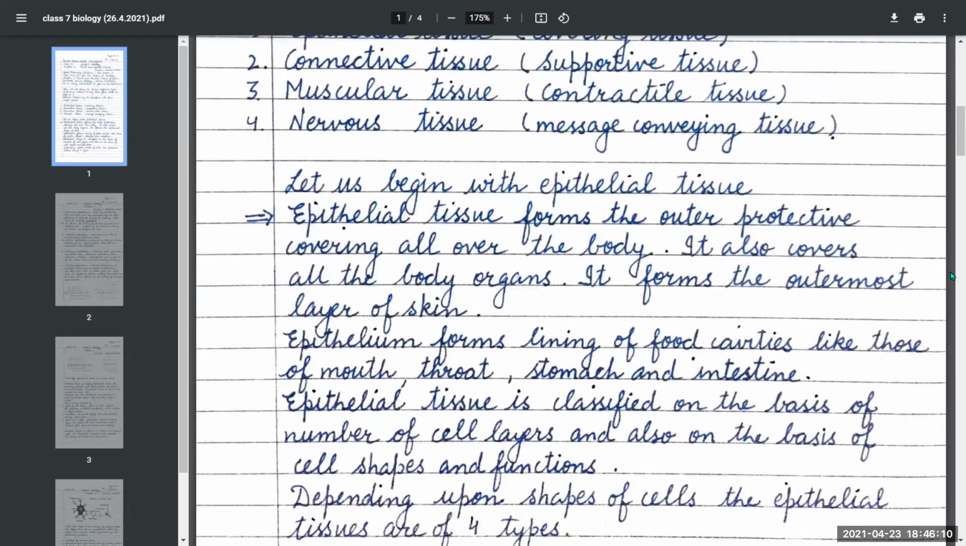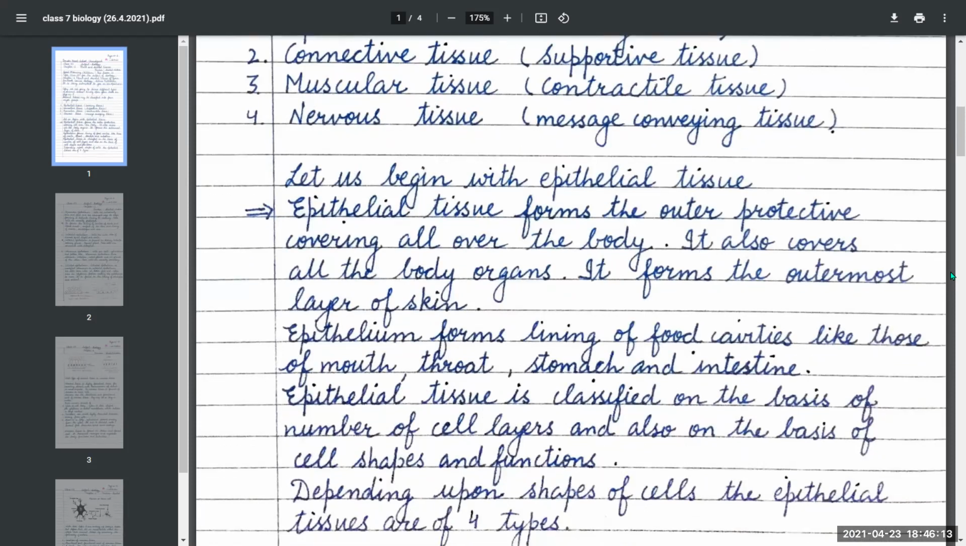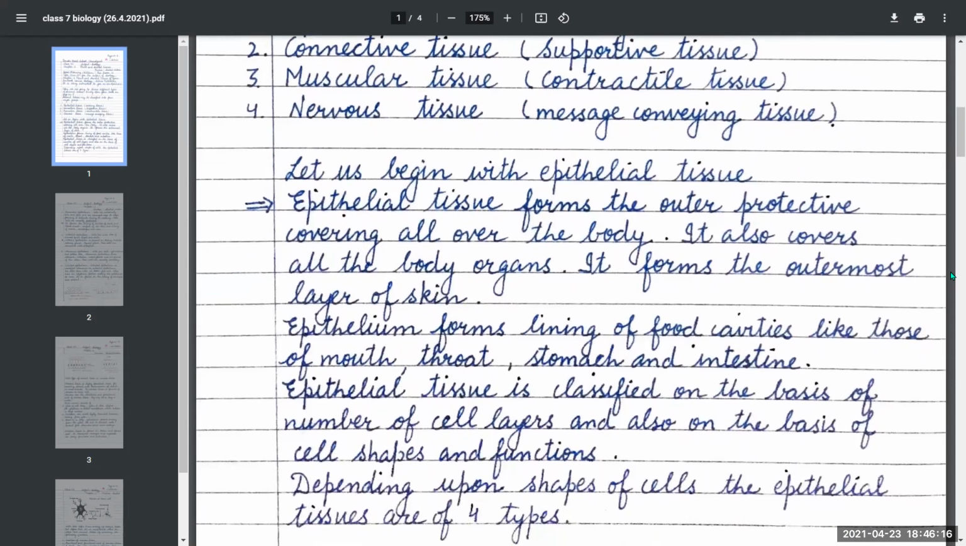Now let us begin with epithelial tissue. Epithelial tissue forms the outer protective covering all over the body. It also covers all the internal body organs. It forms the outermost layer of skin. Epithelium forms lining of food cavities like those of mouth, throat, stomach, and intestine.